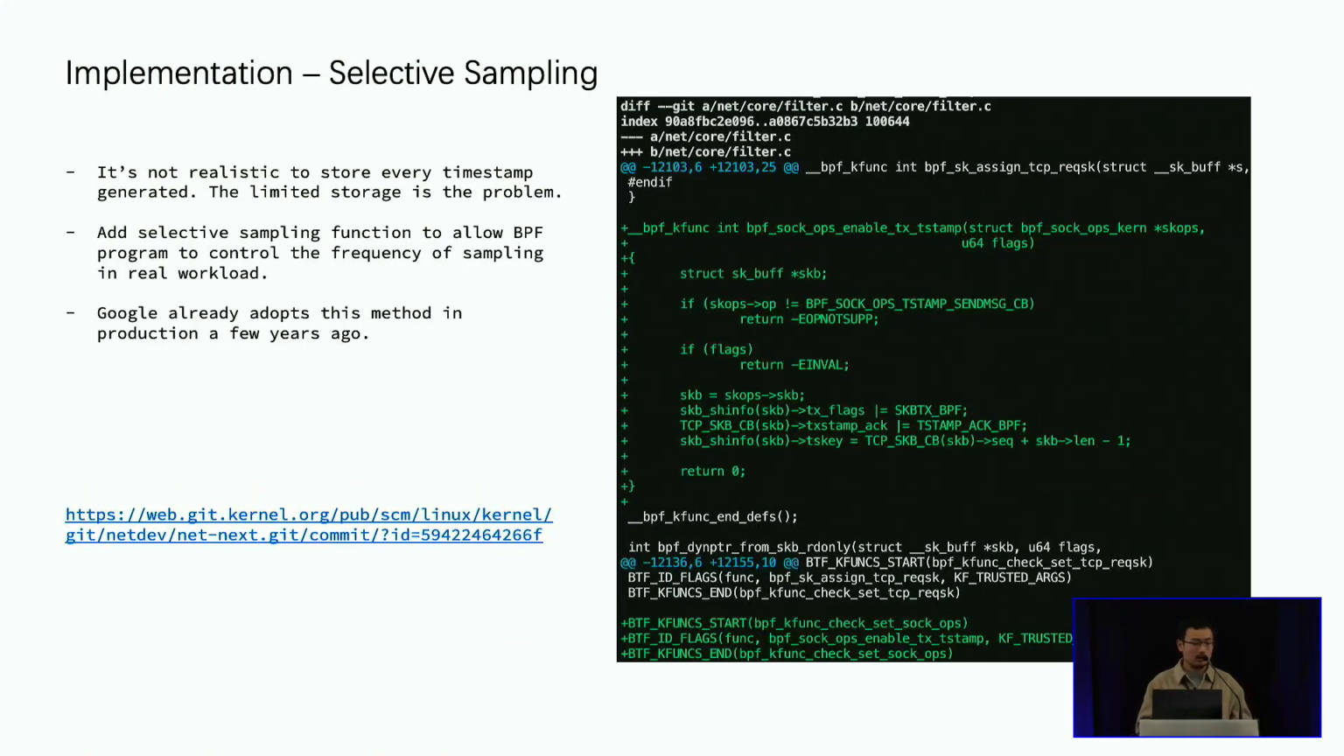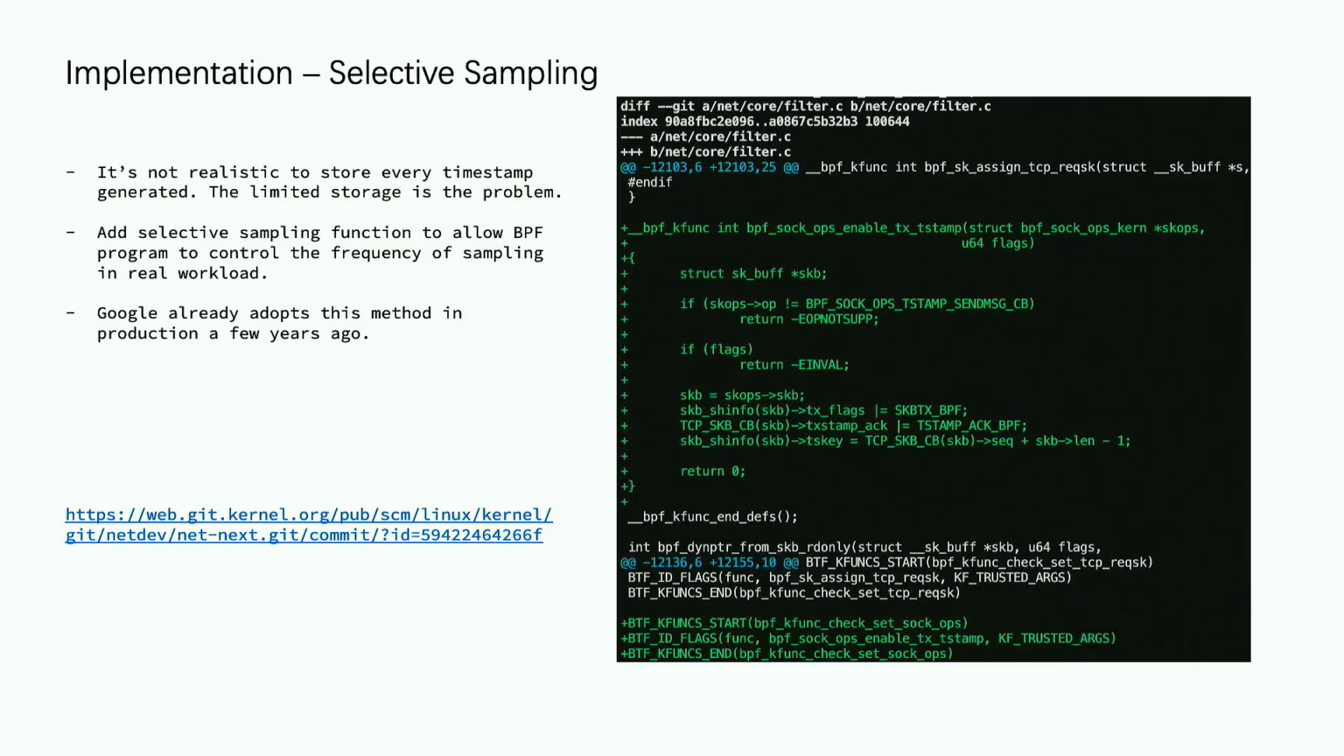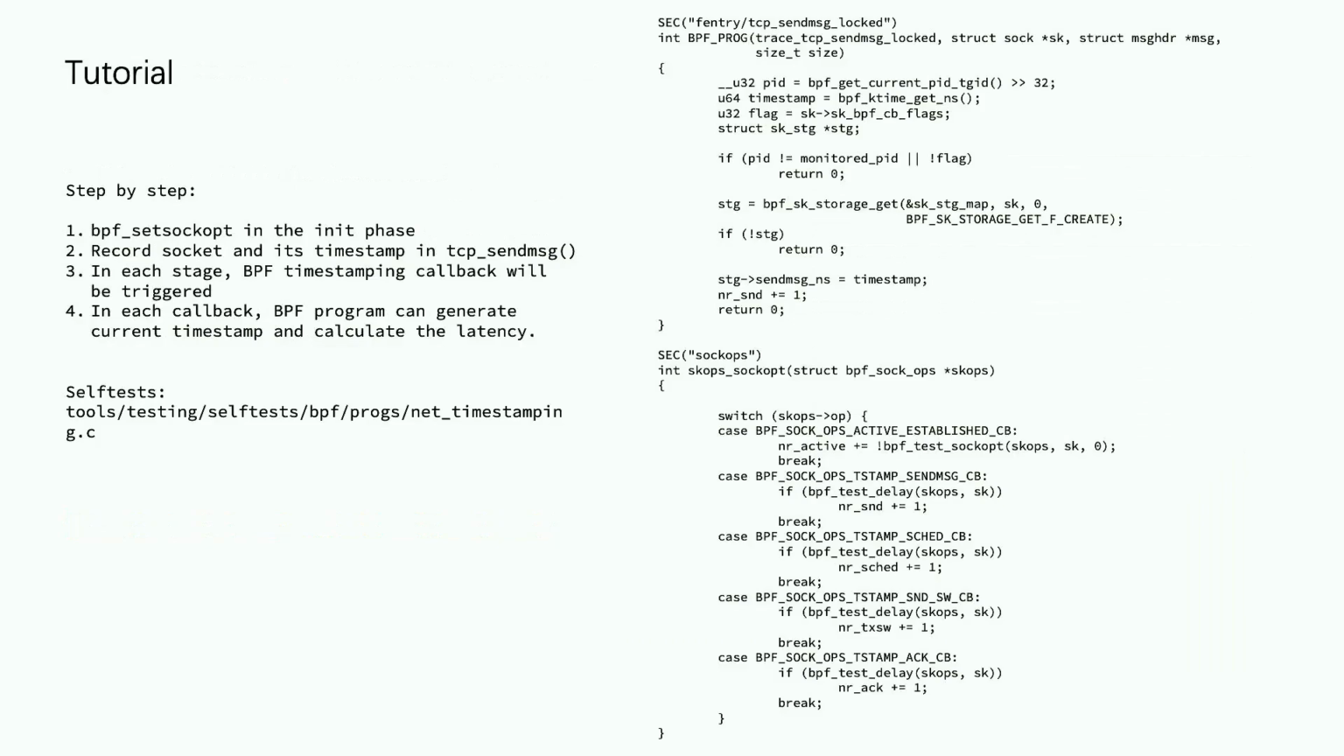We also support the selective sampling feature, which was proposed by Jacob, and it works similar to the same message stat in socket timestamping. We will allow the application to start measuring those flows, stop, and start over again, something like that. And the tutorial, I believe I've already stated it very clearly.